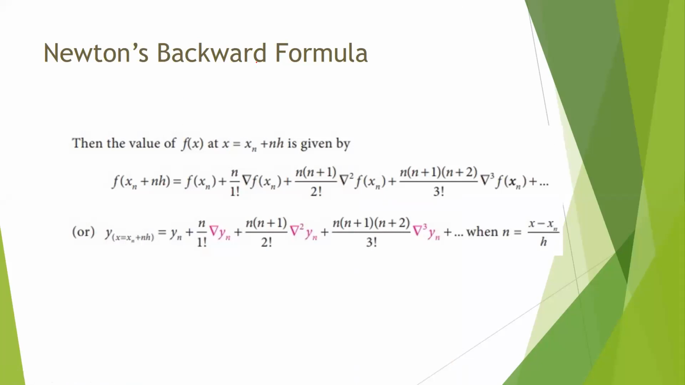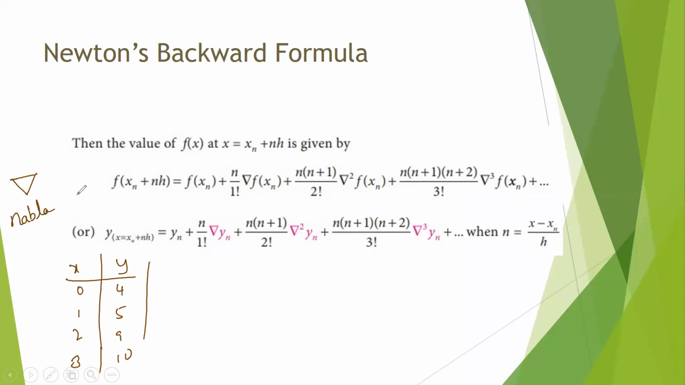Let us take a simple example. The x values are 0, 1, 2, 3, and the respective y values are 4, 5, 9, and 10. The backward difference operator is denoted with nabla, a reverse triangle. Next, let us try to find the differences.